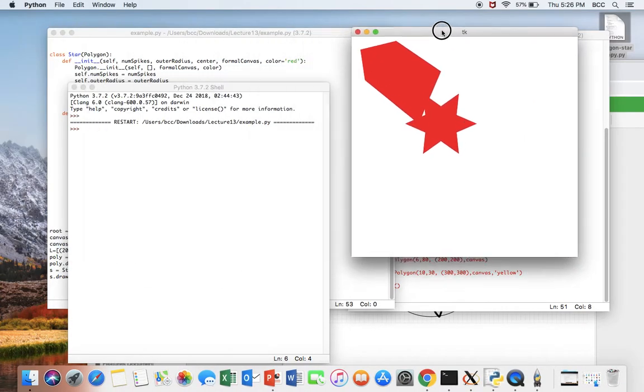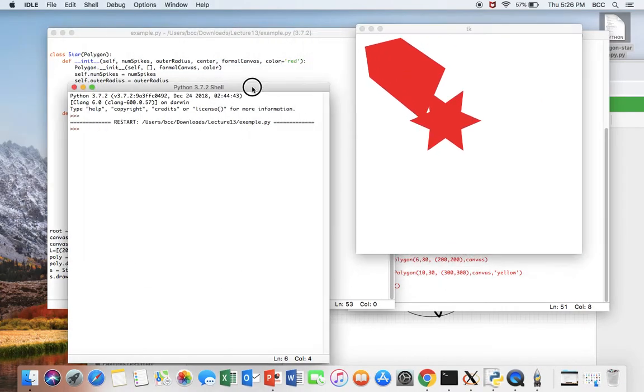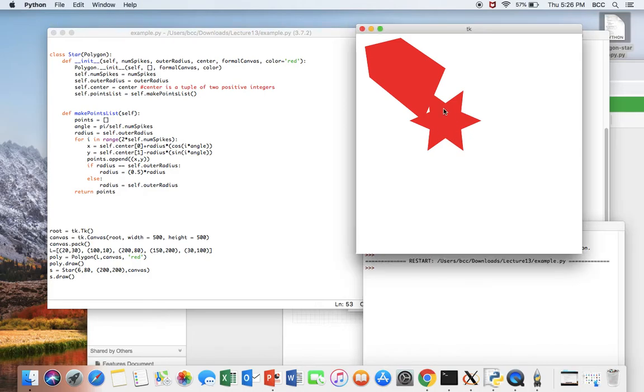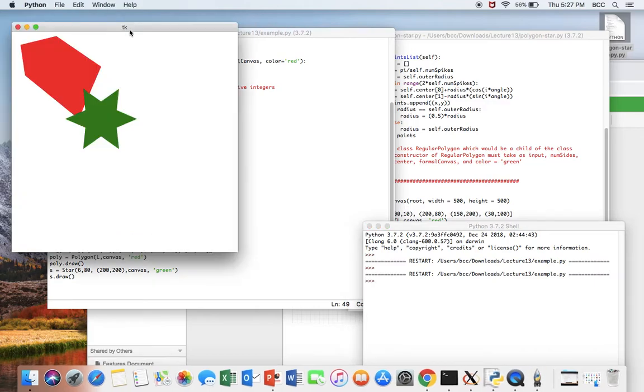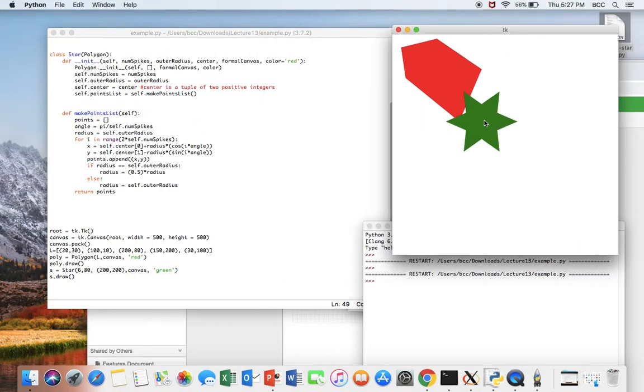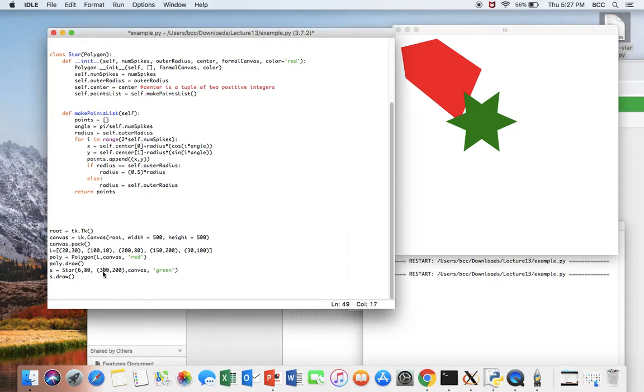Okay. There was my initial polygon, and here is my star. Notice I did not give my star any color, so by default it is red. So let me give it, say, green color and run it. Now I have a green star. Let me move the center somewhere else. Instead of 200, 200, let's move it to 300, 300.